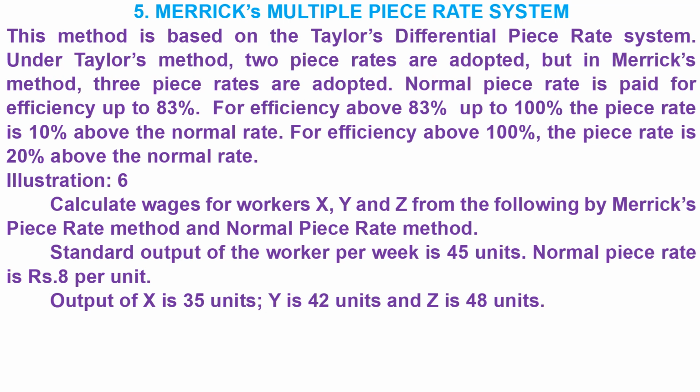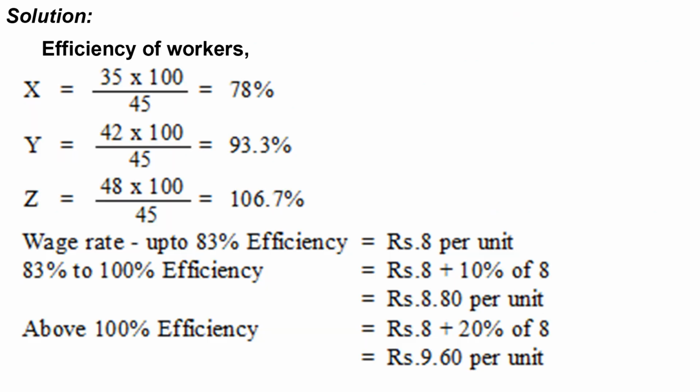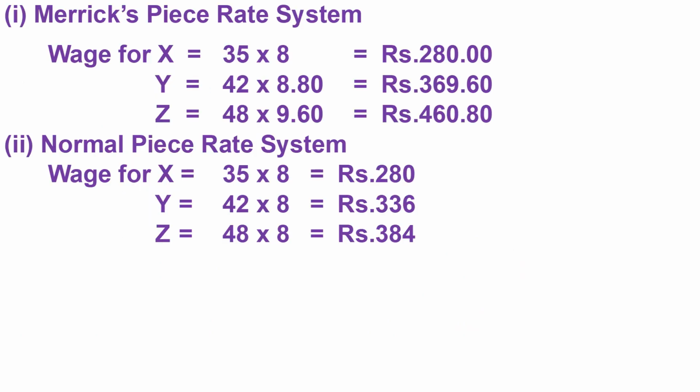Illustration 6. Calculate wages for workers X, Y and Z from the following by Merrick's piece rate method and normal piece rate method. Standard output of the worker per week is 45 units. Normal piece rate is 8 rupees per unit. Output of X is 35 units, Y is 42 units and Z is 48 units. Solution: efficiency of workers on the basis of Merrick's piece rate system and 3 different piece rates are calculated here.